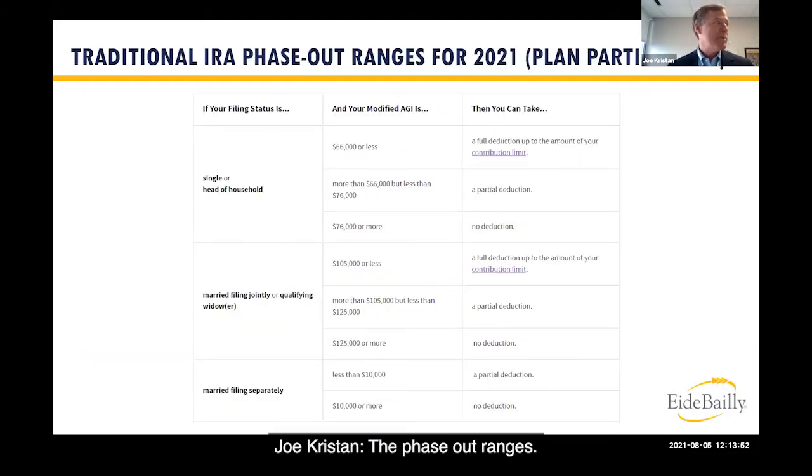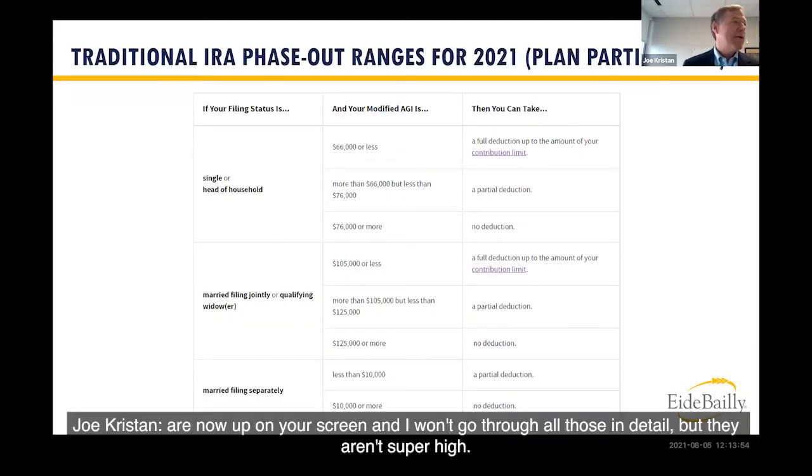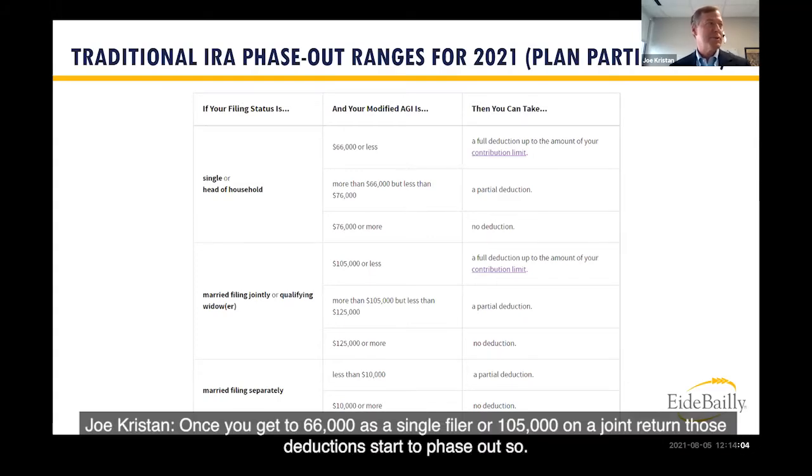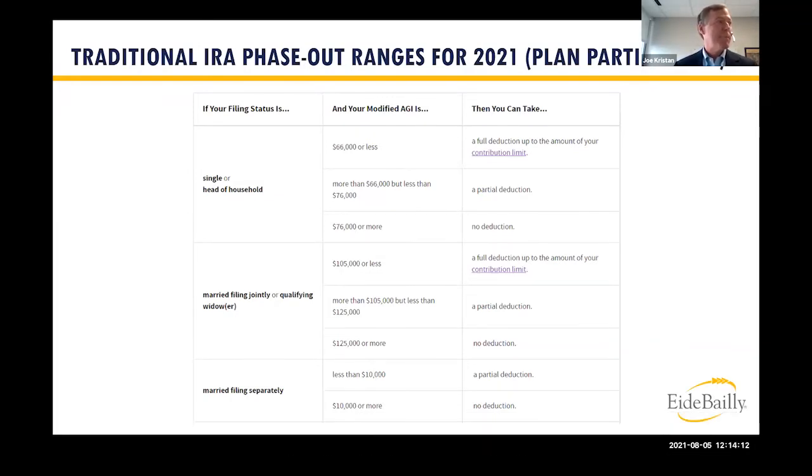The phase-out ranges are now up on your screen, and I won't go through all of those in detail, but they aren't super high. Once you get to $66,000 as a single filer or $105,000 on a joint return, those deductions start to phase out. So the deduction there can be limited.